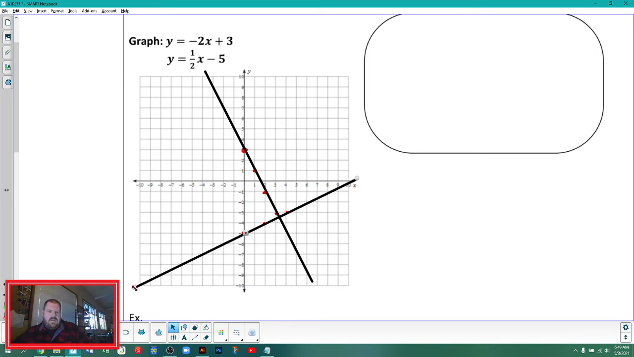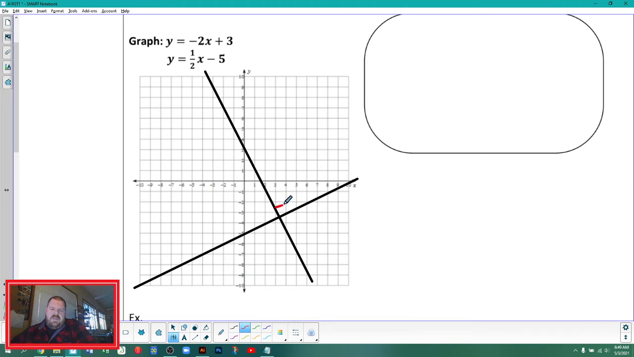I think it should go through there. Yeah, that's good enough. Let me get some of these pencil marks, some of these points out of here. And so we can just see these two lines, I guess, in general. So these two lines are perpendicular. They meet at a right angle.